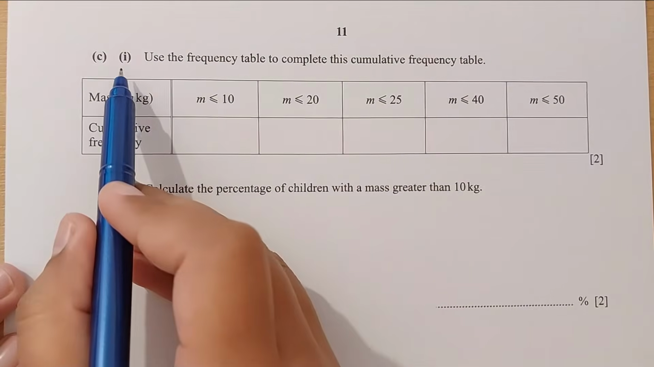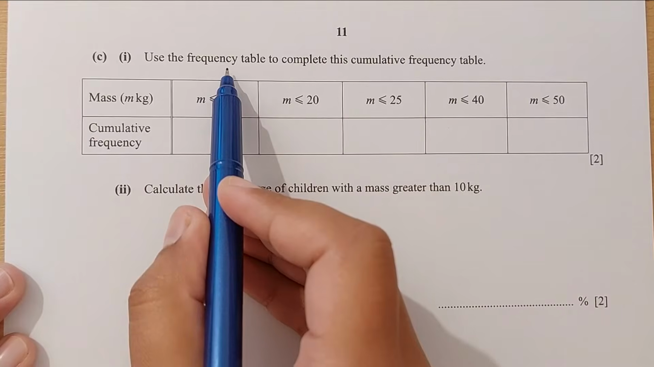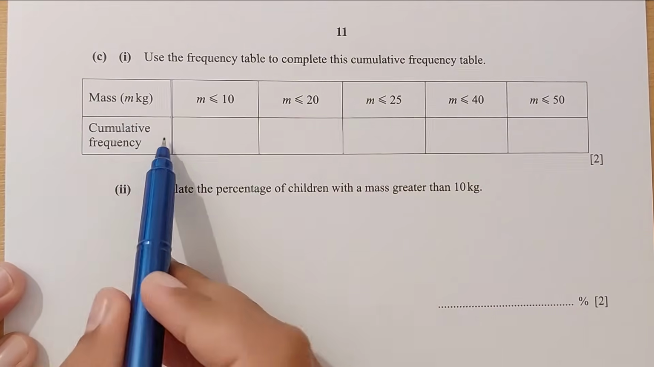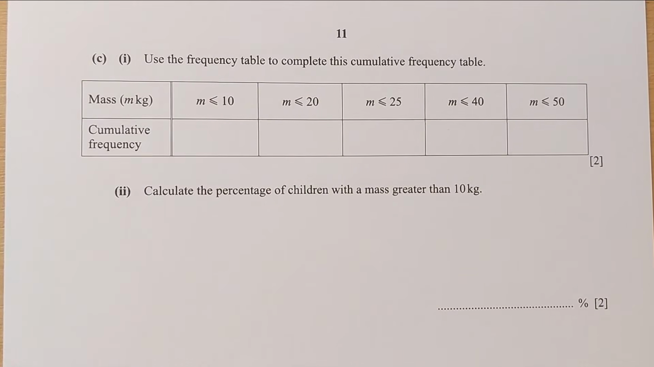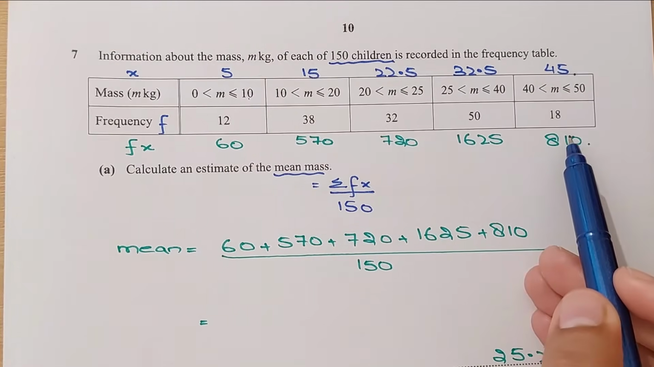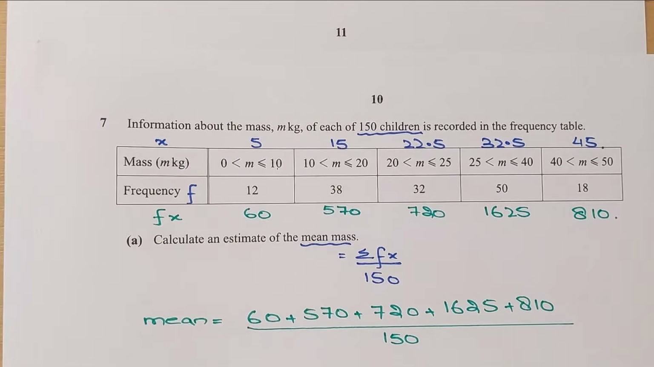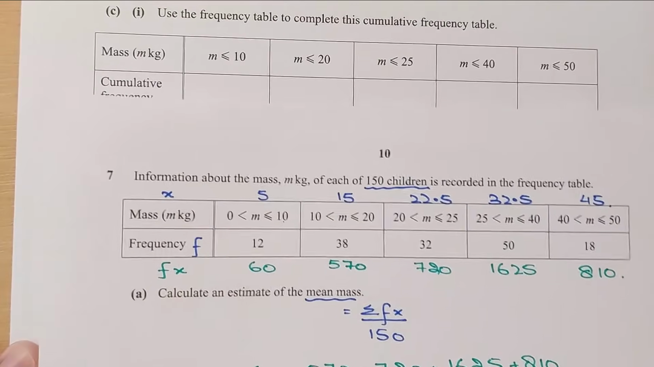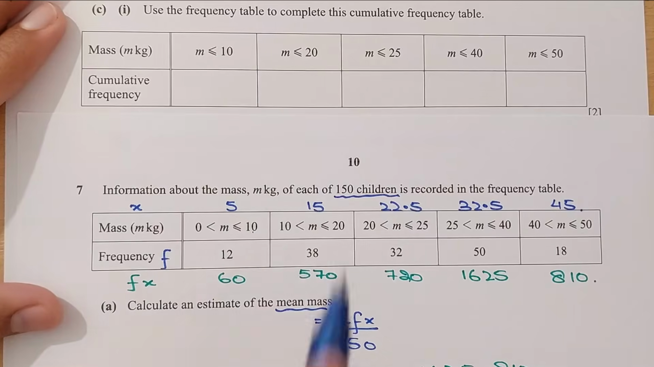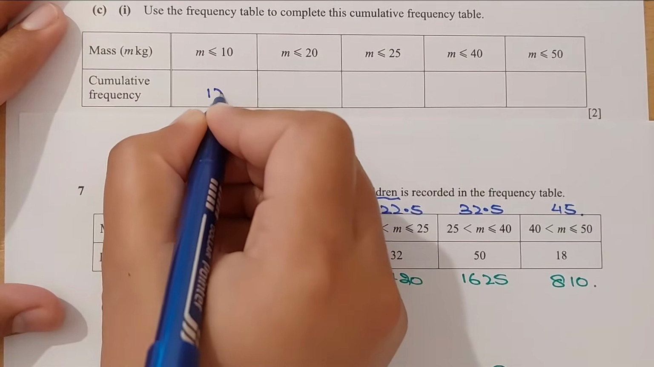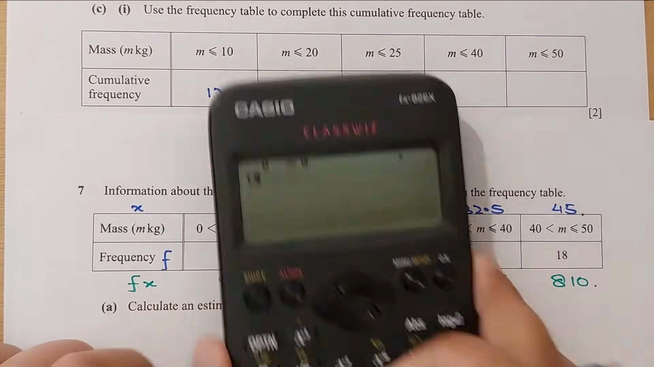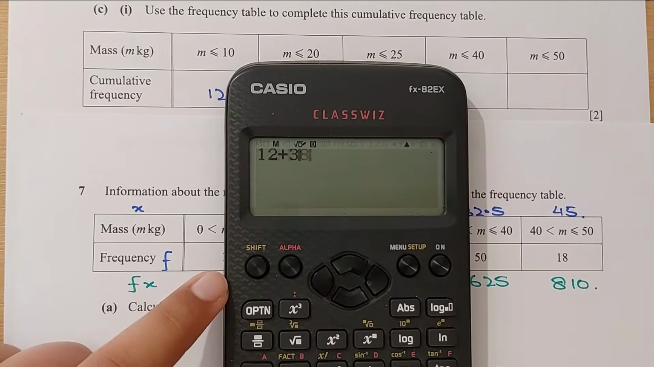Now part C1, use the frequency table to complete this cumulative frequency table. Masses, m grams and the cumulative frequencies. Okay. So we have been given the frequency table. This frequency table we have to use and find the cumulative frequencies. Now when the mass is less than or equal to 10, we have the cumulative frequency 12. Right. When it is less than or equal to 20, to 12 we add 38. So 12 plus 38 is 50.